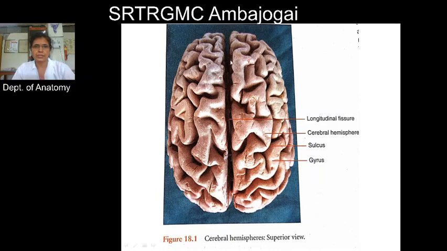This longitudinal fissure is occupied by the falx cerebri, that is the fold of dura mater, and also in this fissure there are anterior cerebral vessels. Now the surface of the cerebral hemispheres is not smooth. It shows foldings, and these foldings are separated from each other by depressions or grooves, and these grooves are called sulci, and the foldings or convolutions which are present between these sulci are called gyri.